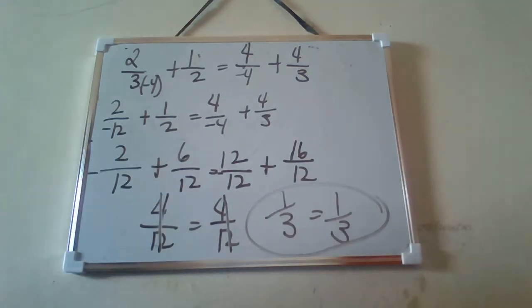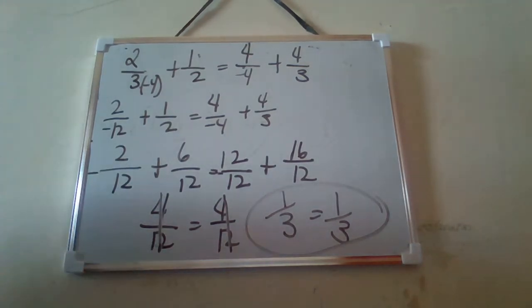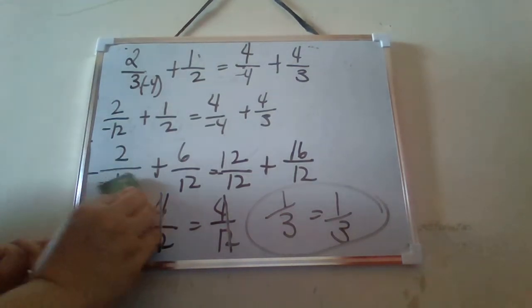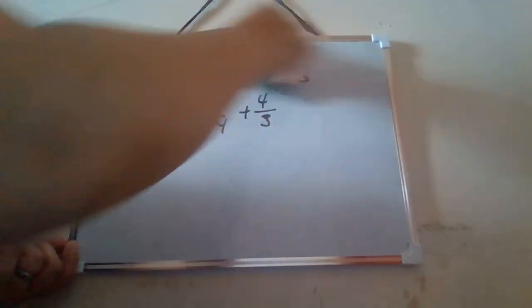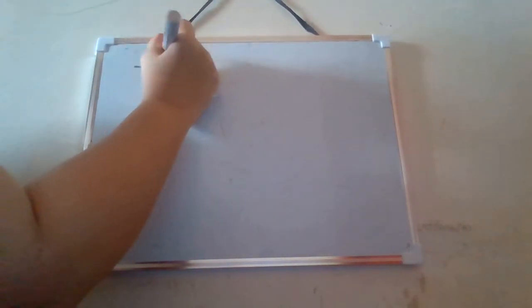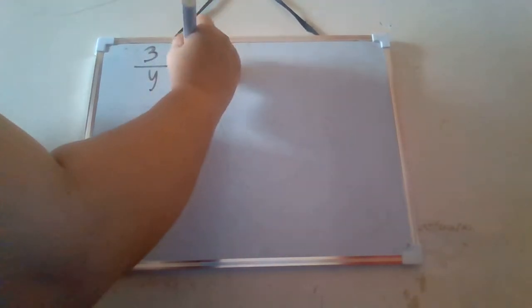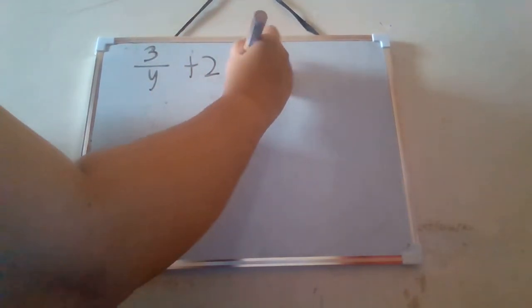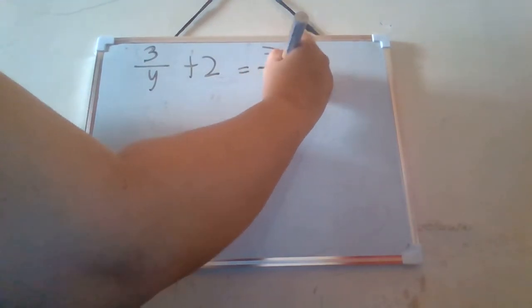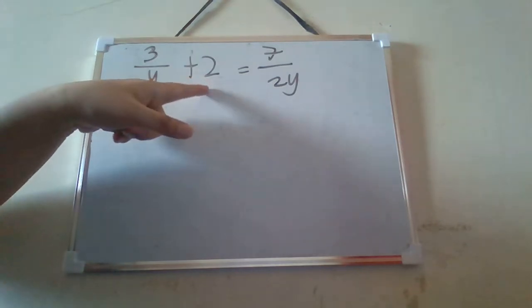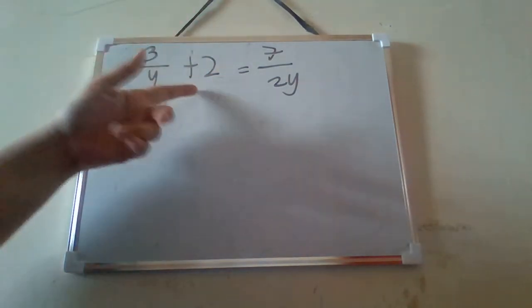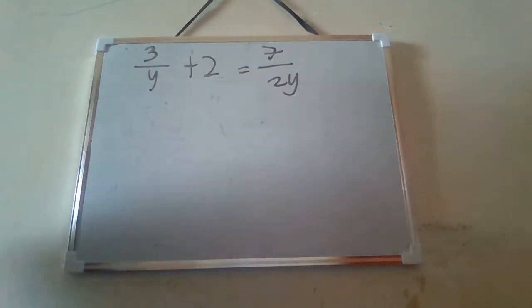Okay, let's have another example in the PowerPoint. Okay, so example number 6 under linear equation. I hope you guys are learning, okay? And you're practicing with me. Okay, next is 3 over y plus 2 equals 7 over 2y. So again, the constant 2 has its invisible denominator, which is over 1.